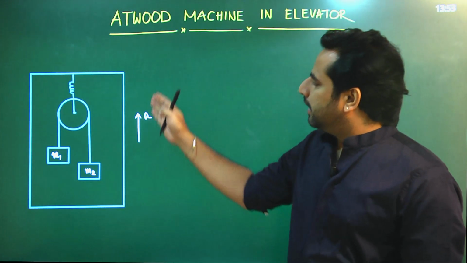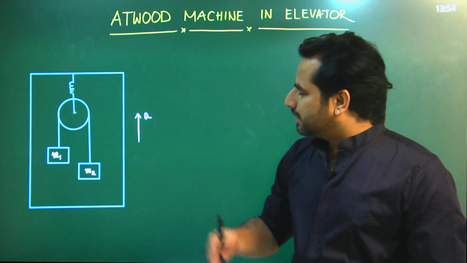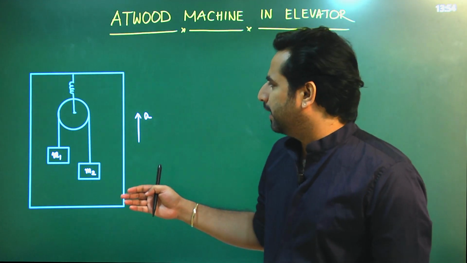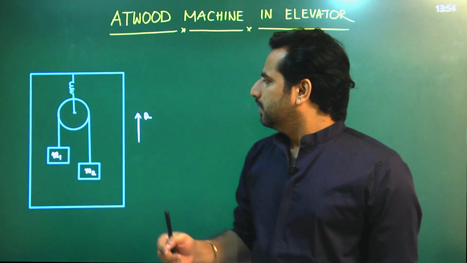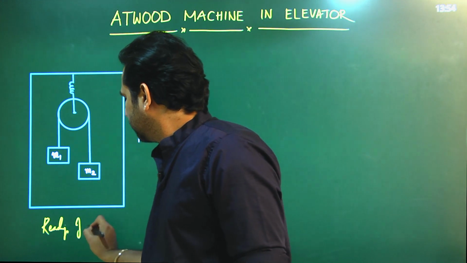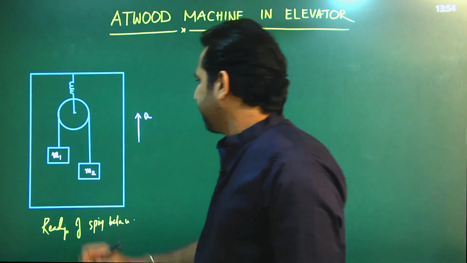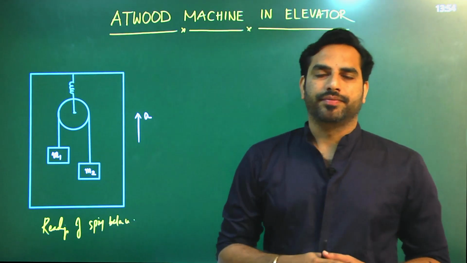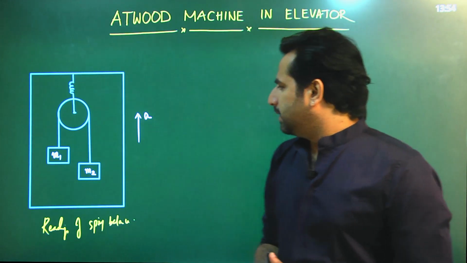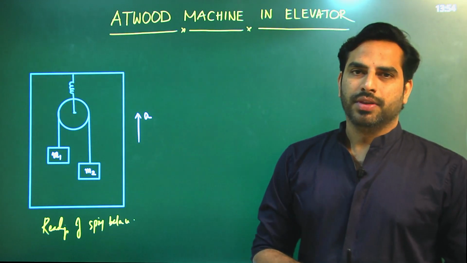and the elevator is accelerating up with an acceleration a, suppose the question is to find the readings of the spring balance. Then this is quite challenging. The complexity has increased, but there is a simple way to approach this problem.